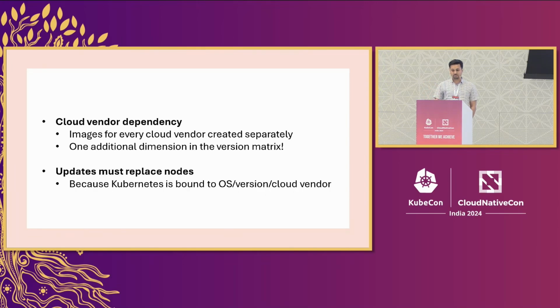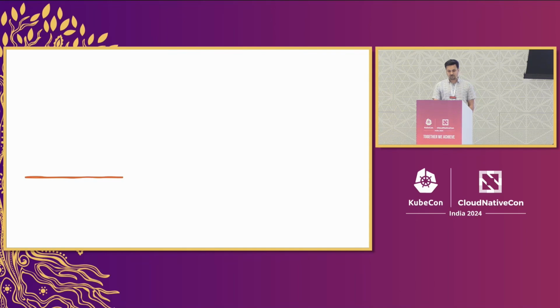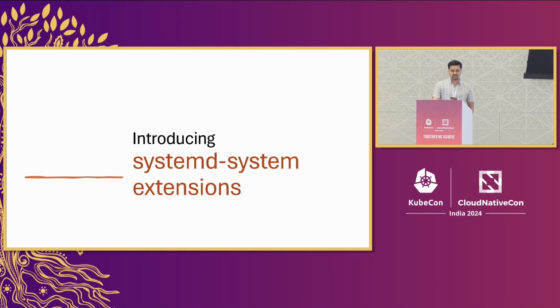And the other problem that we start to see is that, because Kubernetes is bound to the image, whenever an upgrade is required, you would need to use the newer image, and there's no in-place update for the images. And for every new cloud provider, for example, if we need to add a new cloud provider to the matrix, we would have to spin up a whole new matrix for it. So at the end of the day, it essentially boils down to the number of images you get to see on the ClusterAPI side. Now, what is the solution for this? This is where the systemd system extensions come into the picture.